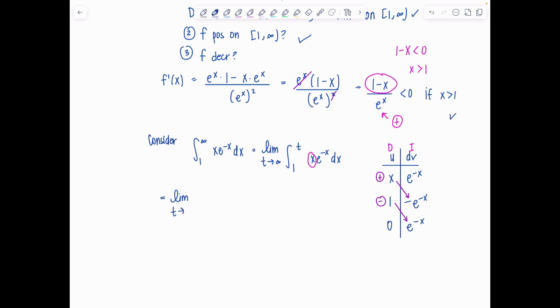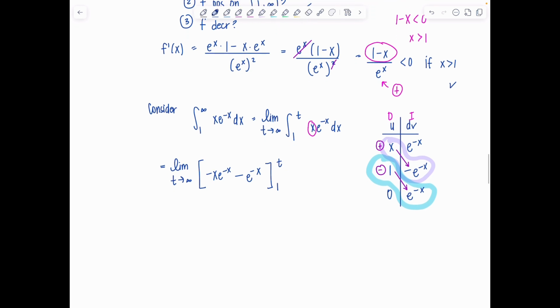Limit t goes to infinity. I already have the antiderivative, so I'm going to switch. These are going to be at the other side. And we're going to have negative x e to the negative x. That comes from taking this product. And then I need this product, which is going to be minus, don't forget to add that extra negative, e to the negative x. Evaluated from 1 to t. Boom. So slick.